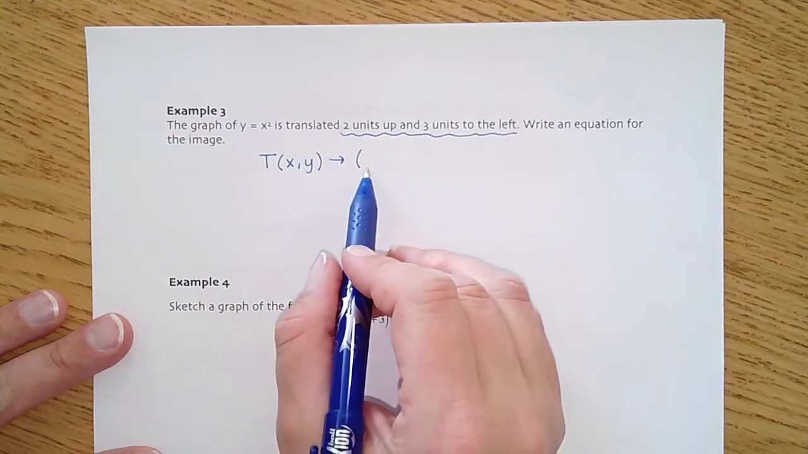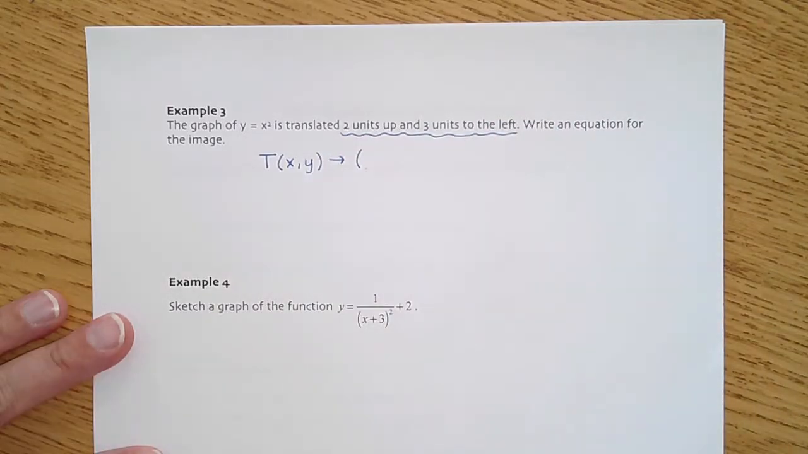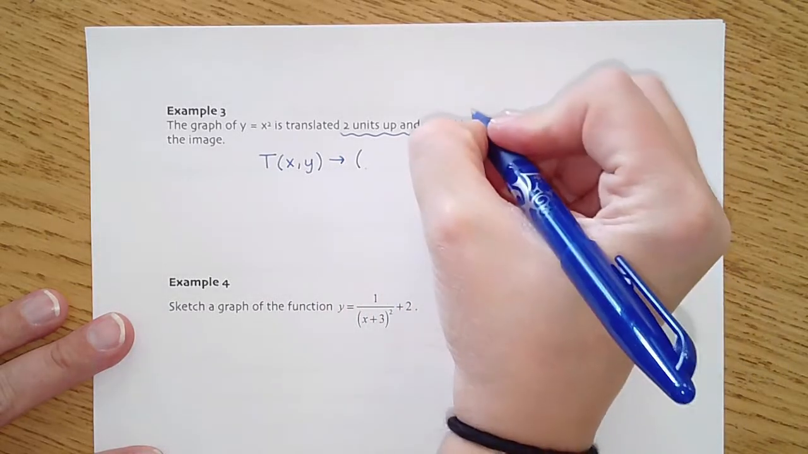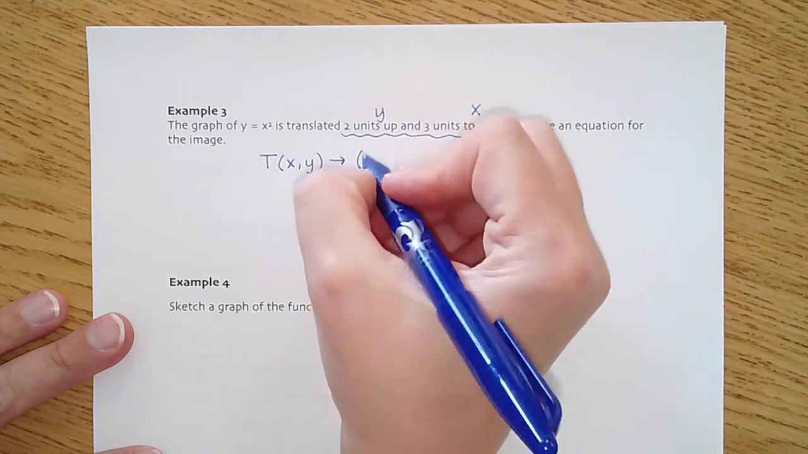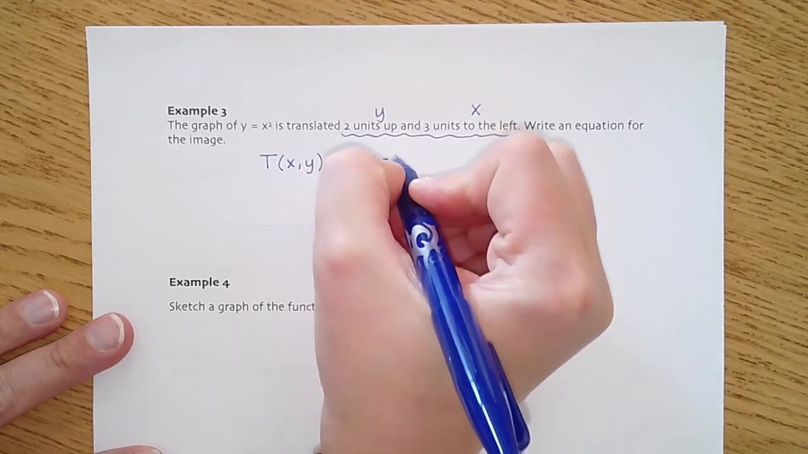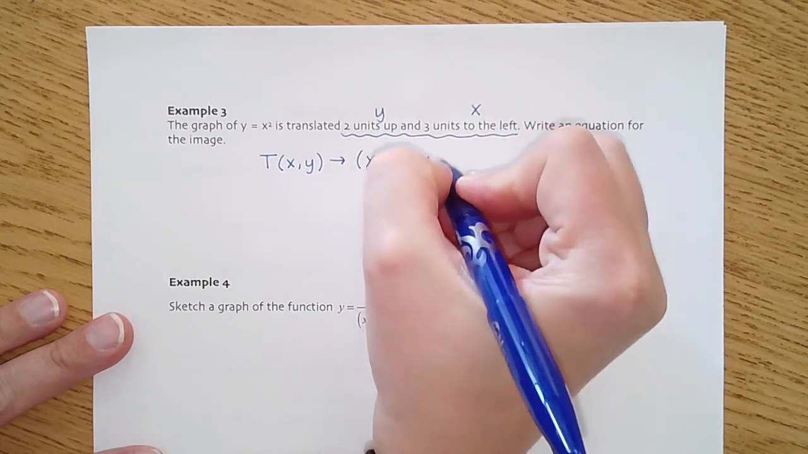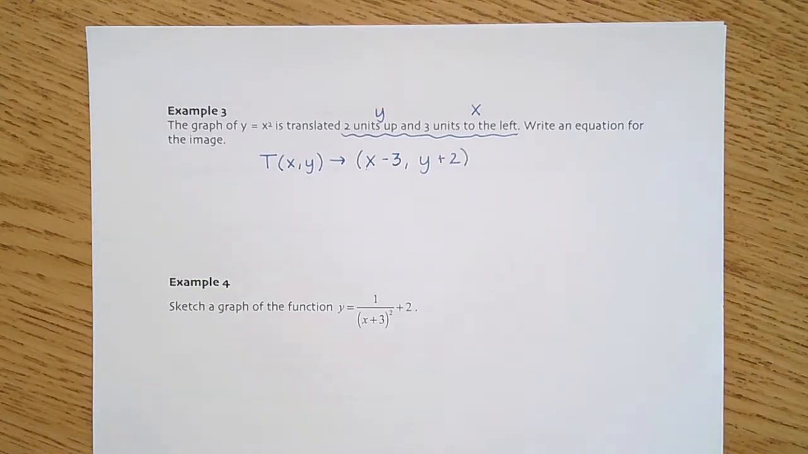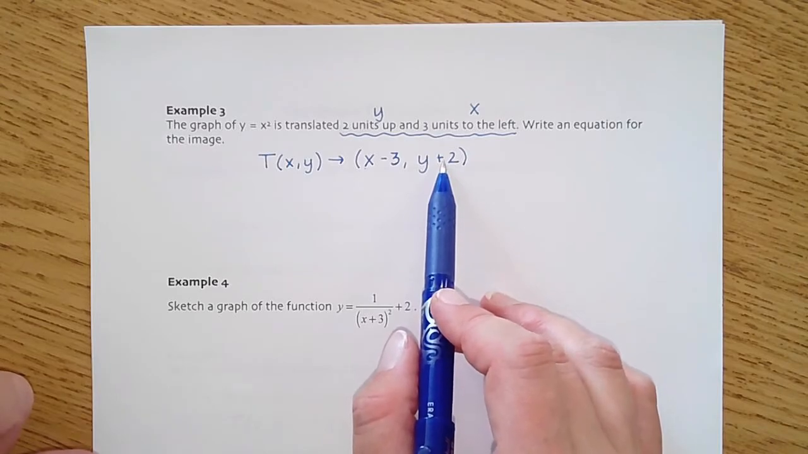So as far as my x goes, I want to make sure, because this is trying to trick me, right? It put it in the opposite order from what it usually does. The left and right is always your x, and the up and down is always your y. So 3 units to the left in my rule would be x minus 3. 2 units up in my rule would be y plus 2. Remember, the rule is exactly how it should be, okay? Minus 3 goes to the left, plus 2 goes up.